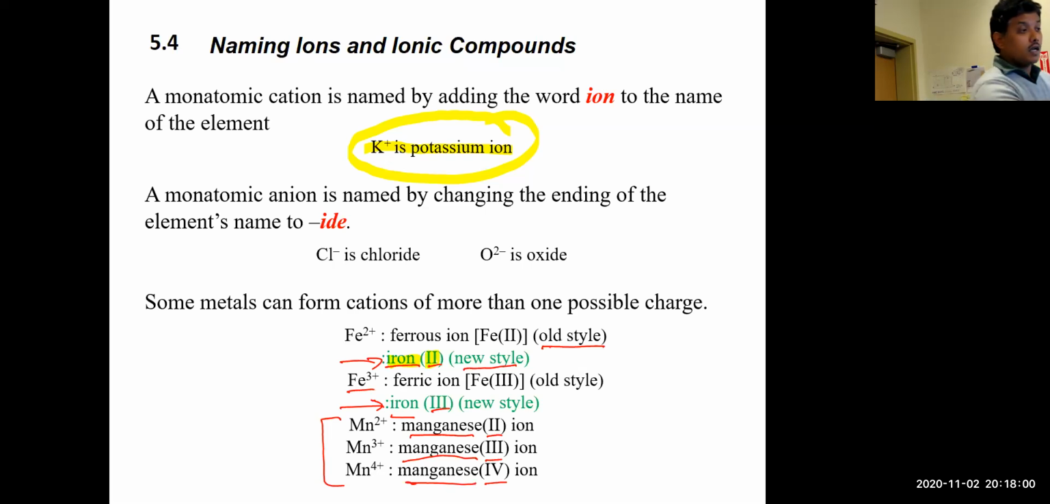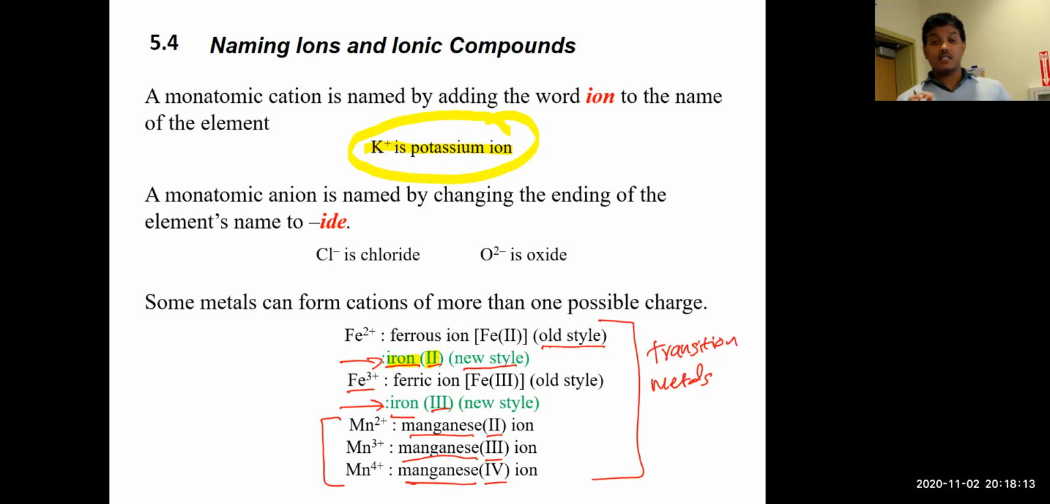Again, what is one thing common in all of these is they were transition metals. Transition metals, not all of them, but some of them exhibit different charges. So that's why we use these numbers to indicate those charges.